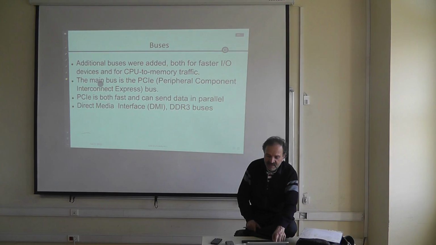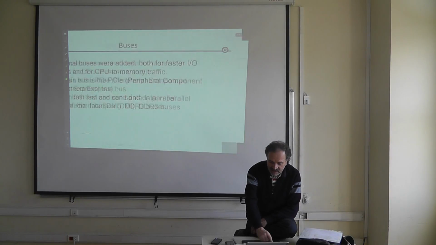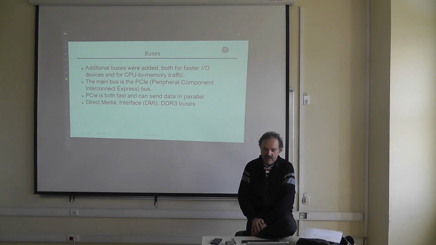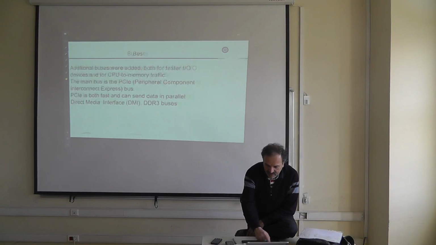The main bus is PCIe, Peripheral Component Interconnect Express Bus. There used to be PCI buses. Before that, there were many, many different types of buses. And we have these Direct Media Interface, DMI buses, and the DDR buses like this one. Those are the memory buses so that we can access the memory in a very efficient way.